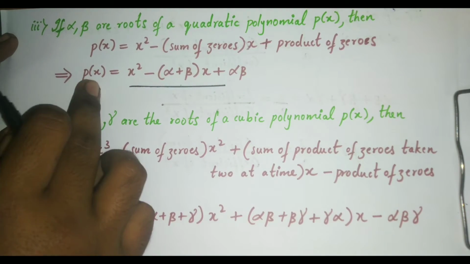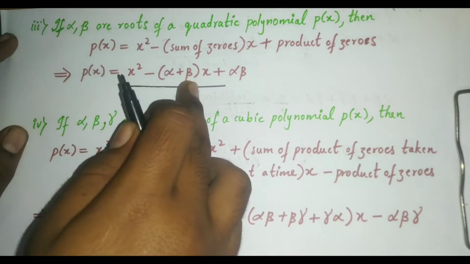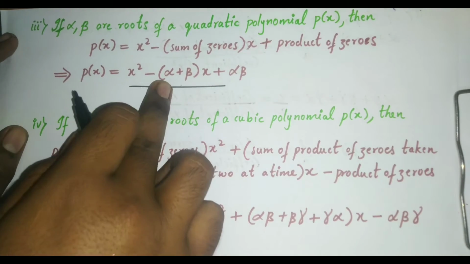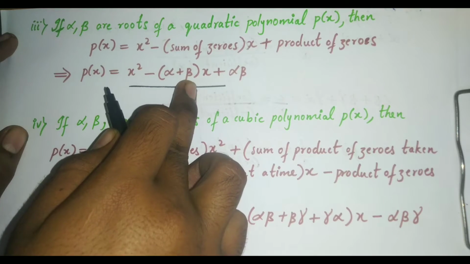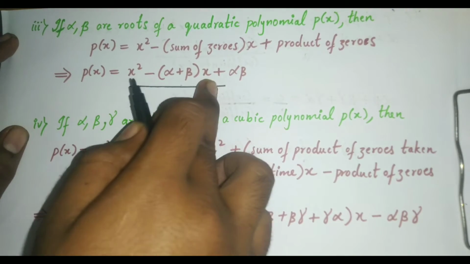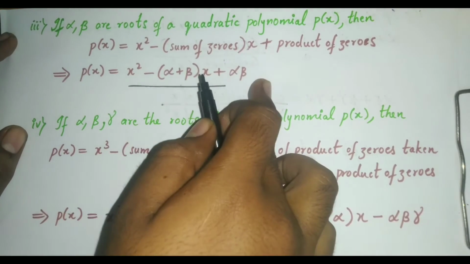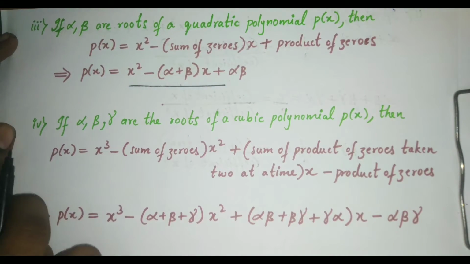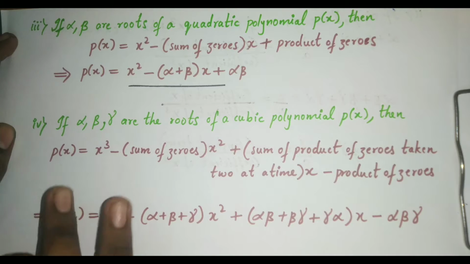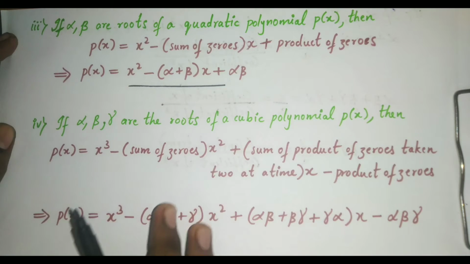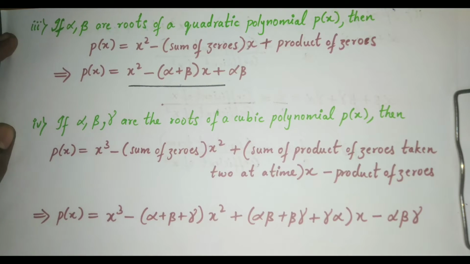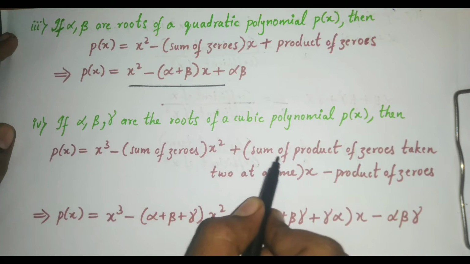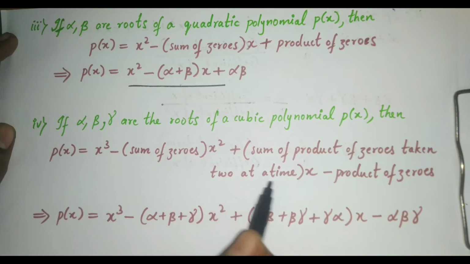So p of x is nothing but x square minus alpha plus beta, where alpha and beta are the roots of the quadratic polynomial. So alpha plus beta is the sum of the roots, into x, plus alpha beta, the product of the roots, the product of the zeros, so we can say. Fine. Fourth point is for the cubic polynomial. Same thing, if the sum of zeros, the product of zeros, all the things are given. Fine. So p of x is x cube minus sum of zeros into x square, plus sum of product of the zeros taken 2 at a time.